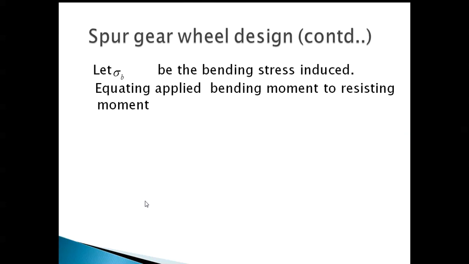So let sigma be the bending stress induced. So equating applied bending moment to resisting moment. Here the bending moment applied is Fs into R by N, whereas the resisting moment is sigma B into Z. So M by I equal to sigma by Y is the bending equation. From that M equal to sigma into I by Y. I by Y is called the section modulus.